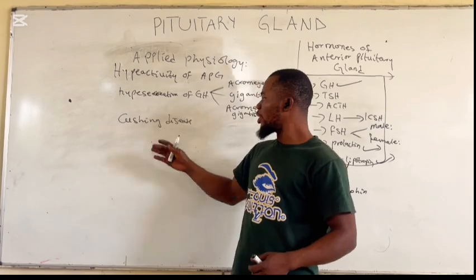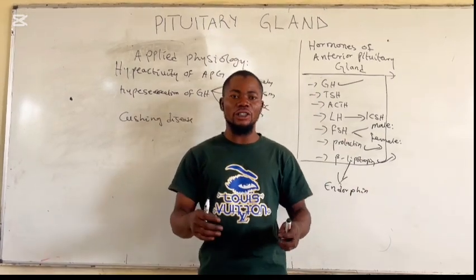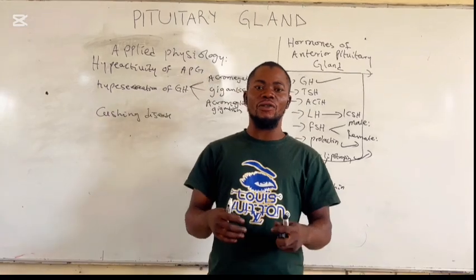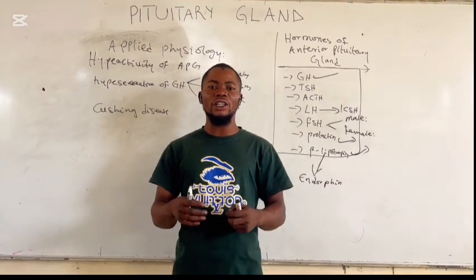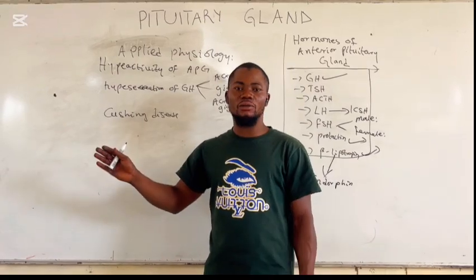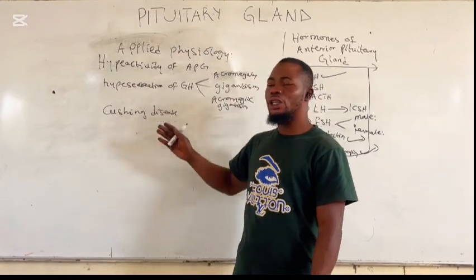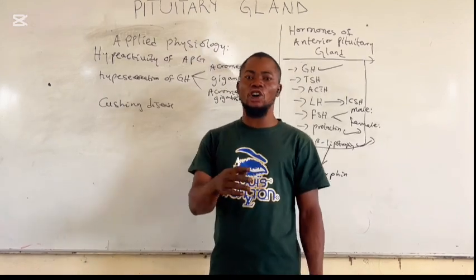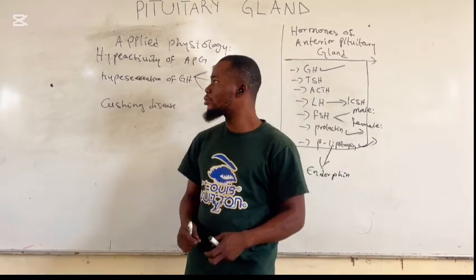Now, Cushing disease. Cushing disease is a disorder characterized by too much release of adrenocorticotropic hormone, thereby leading to the oversecretion of cortisol. It is called Cushing disease if the cause is from the pituitary gland, but if the cause is from the adrenal gland, it is called Cushing syndrome.